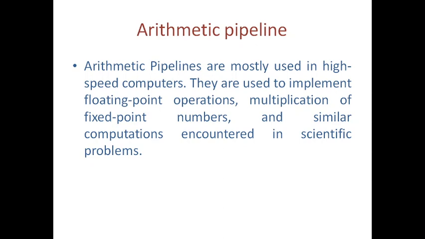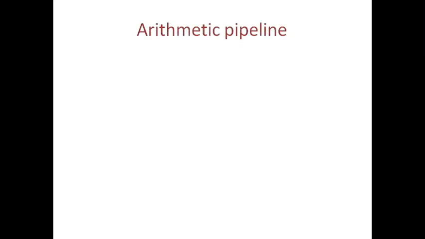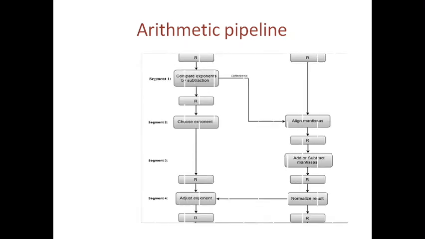Arithmetic pipelines are mostly used in high-speed computers. They are used to implement floating point operations, multiplication of fixed point numbers and similar computation encountered in scientific problems. Generally arithmetic pipelining is used in arithmetic operations, for example floating point multiplication, addition or subtraction. So let's see how this method is used.